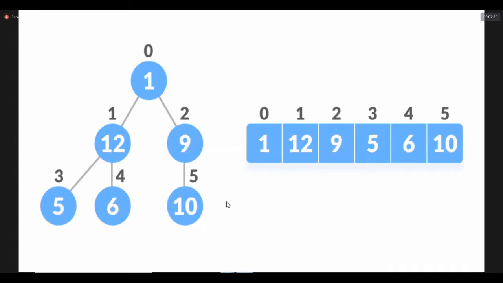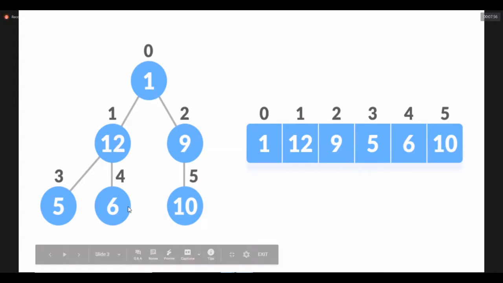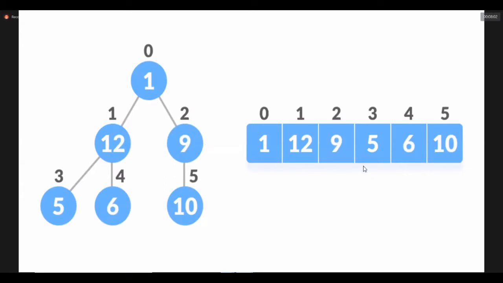Generally, you can see the tree here. The tree contains the nodes 1, 12, 9, 5, 6, 10. The 1 is the root node. This tree is represented in array format like this. So how to represent the tree in an array?